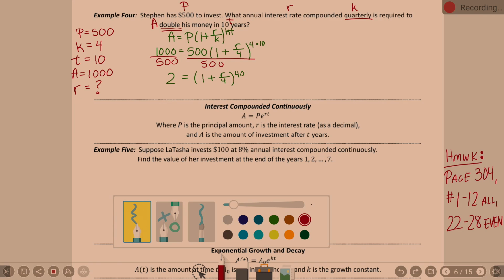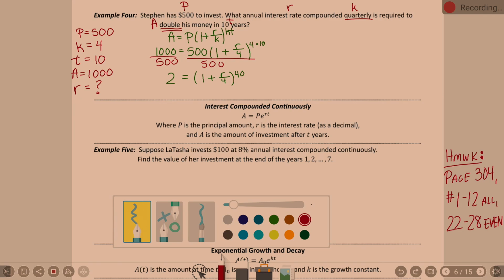Do you possibly subtract the 1? Or is it all be? I cannot touch the 1 because it's in the parentheses that are being raised to the 40th power. Can you 40th root both sides? You laugh, but you can't. Oh my gosh. Okay. If that was a power of 2 or a power of 3, what would we do? We would take the square root, the cube root.